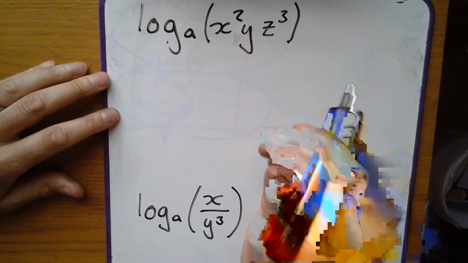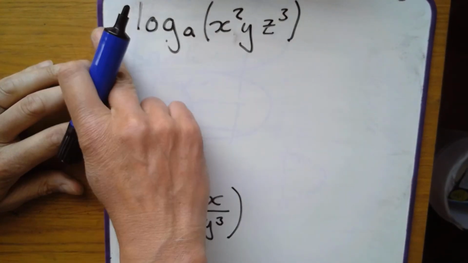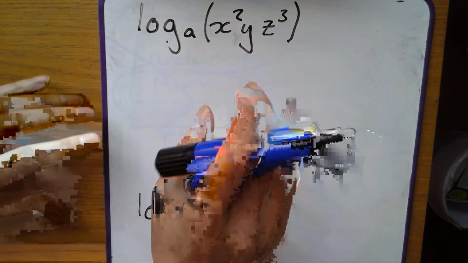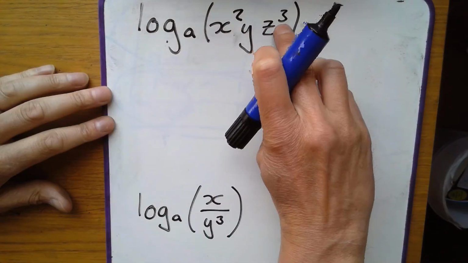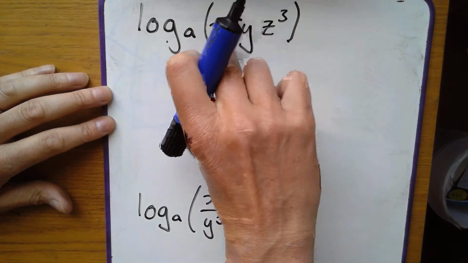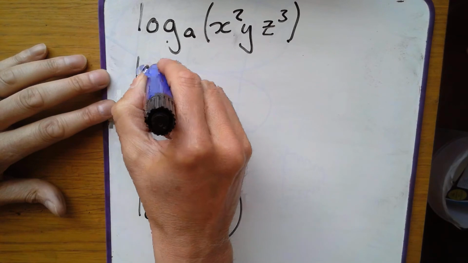Okay, so again, a common error would be to bring the 3 down there, or bring the 2 down, or get some sort of muddle there. But we can't do that because that cube there is only applying to the z. That square there is only applying to the x. So I need to use my first rule, the multiplication one, to separate these into 3 separate logs. And then let's see where we go from there.